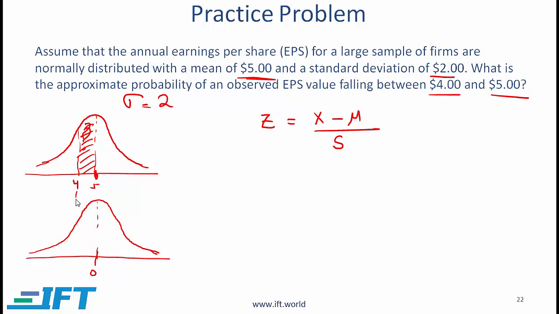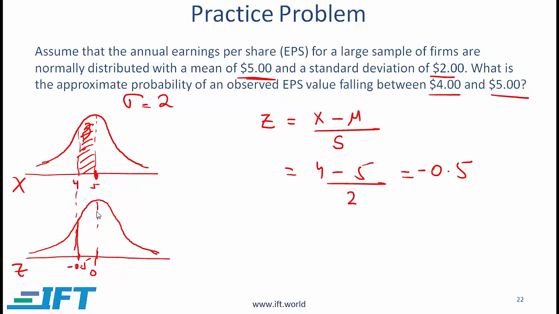What about the 4? The 4 transforms to the following. The x value is 4. What is the corresponding z value? That is 4 minus the mean, which is 5, divided by the standard deviation, which is 2. So we have 4 minus 5 over 2, which is equal to minus 0.5. So we have minus 0.5 over here.